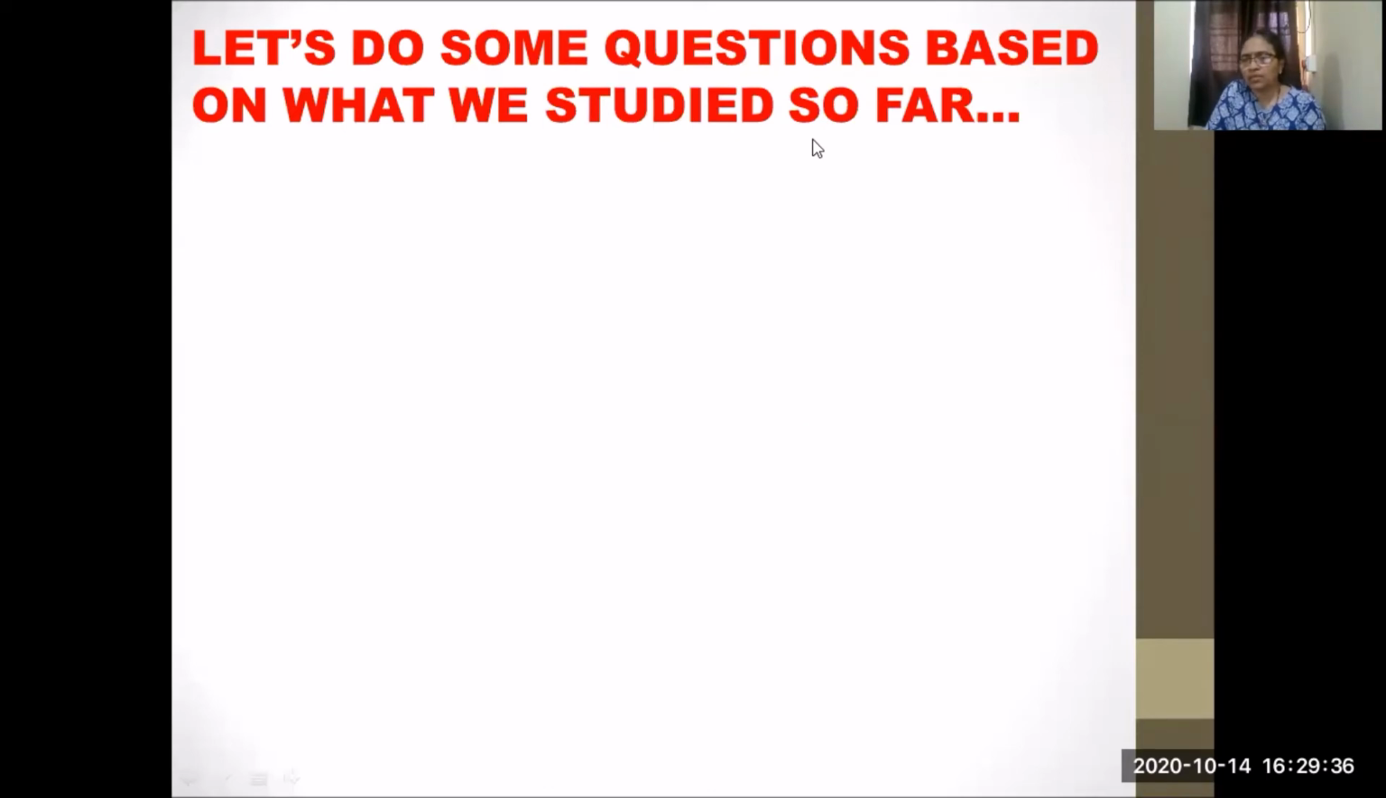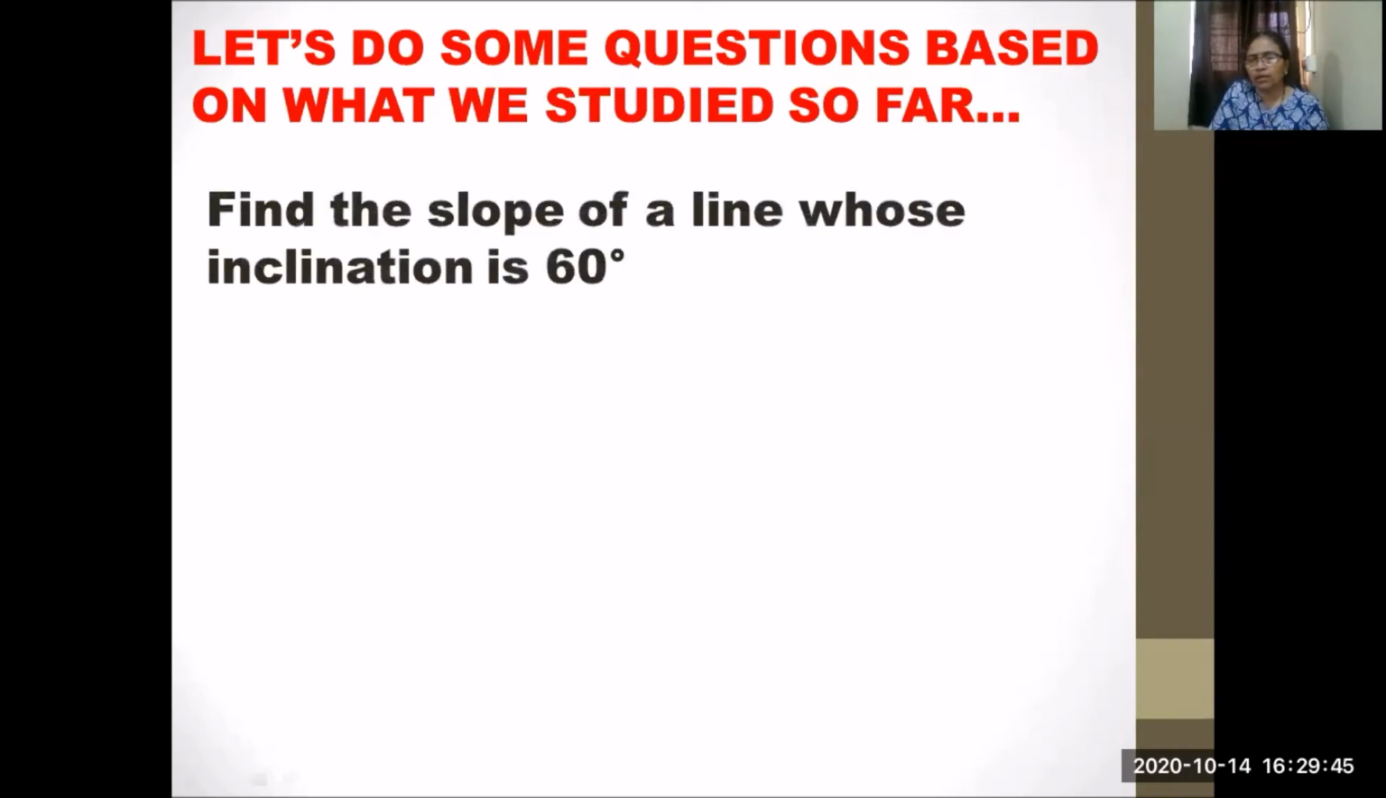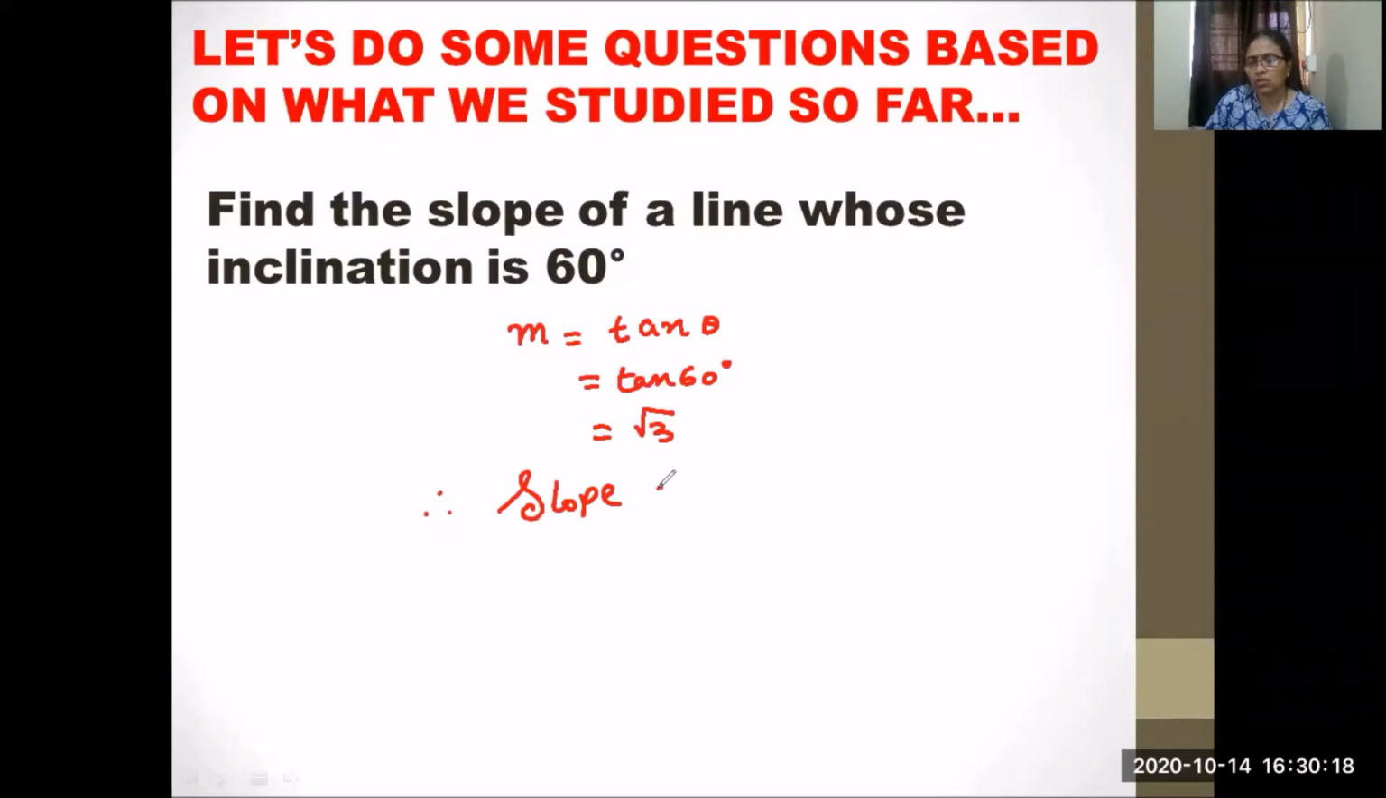Let us do some questions based on whatever we studied so far. The first question is, find the slope of a line whose inclination is 60 degrees. Whose angle of inclination is 60 degrees. It means we know that m is equal to tan theta, and theta is 60. The value of tan 60 is √3. So therefore, the slope of a line whose inclination is 60 degrees is √3.